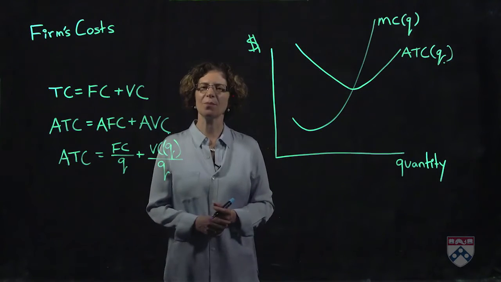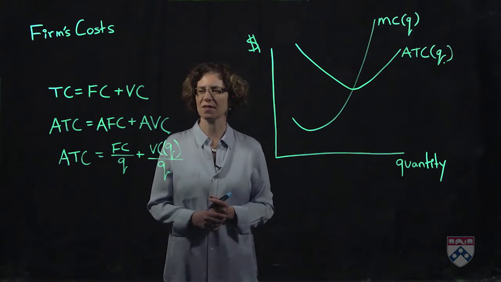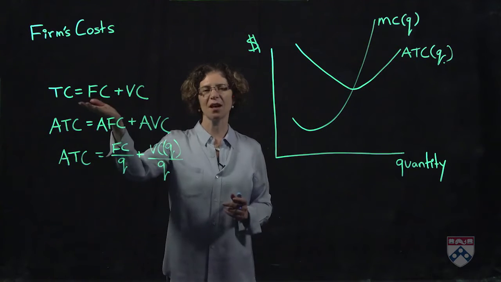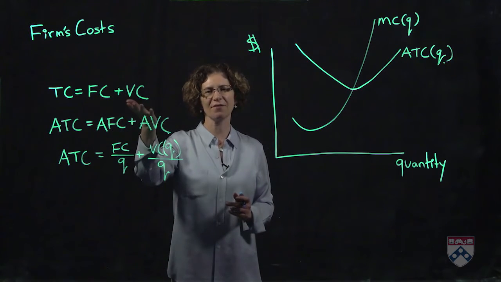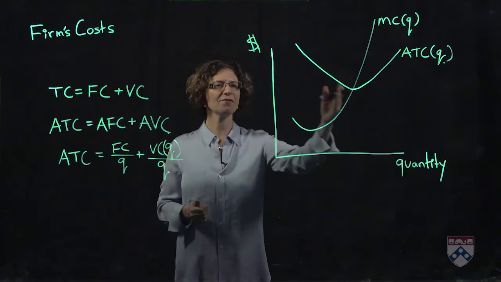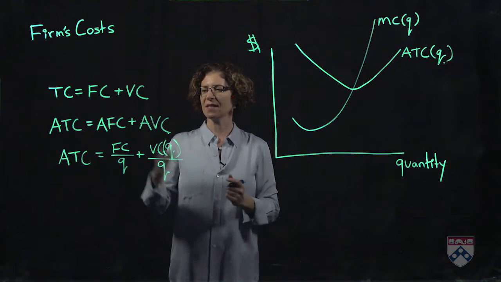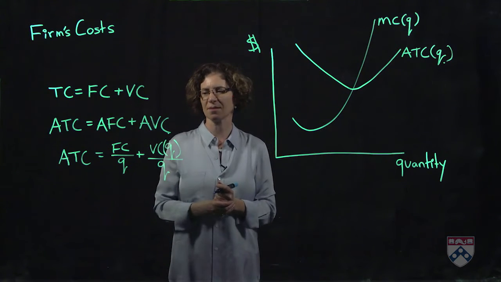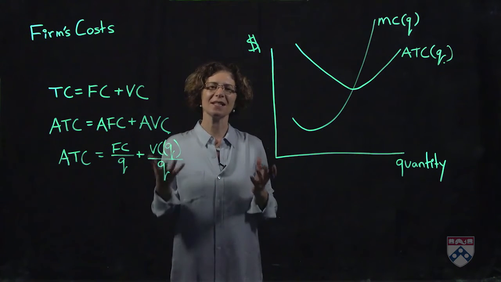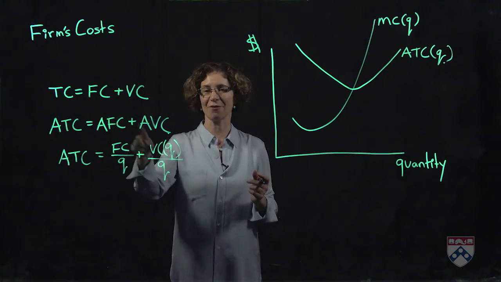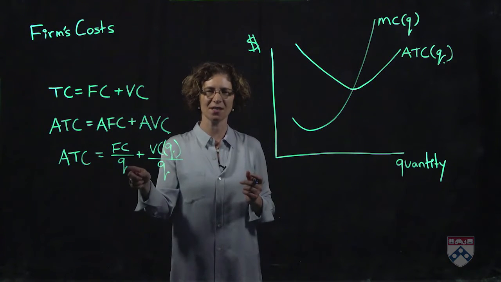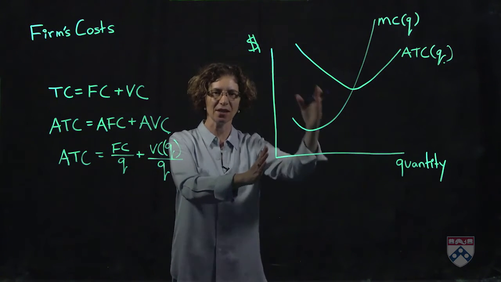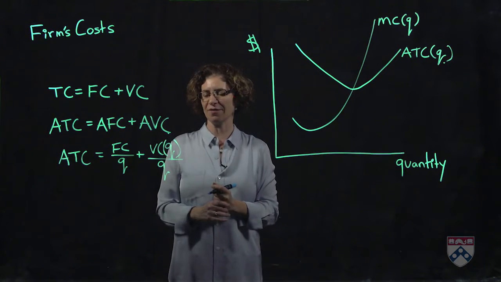Let's spend just a couple more minutes thinking about these cost curves. So again, the total cost is comprised of fixed costs and variable costs. So this average total cost curve is the average of the fixed costs plus the average of the variable costs. The average of the fixed cost is always falling because it's the fixed cost divided by quantity, and the bigger is the quantity, the lower are the average fixed costs.